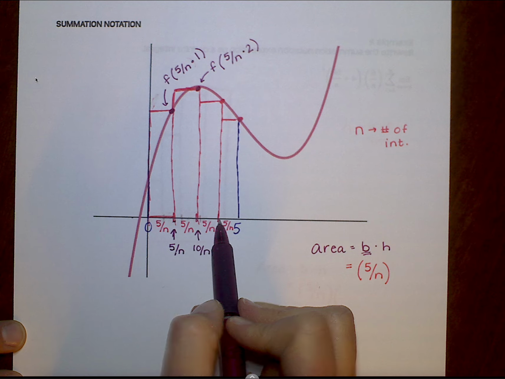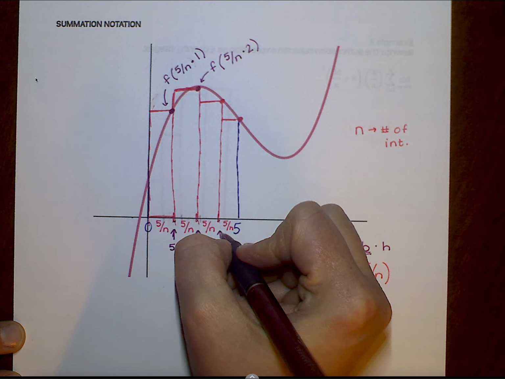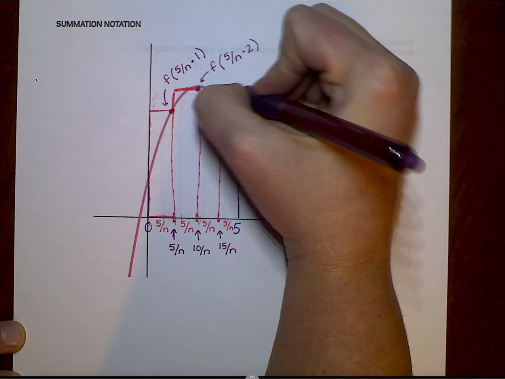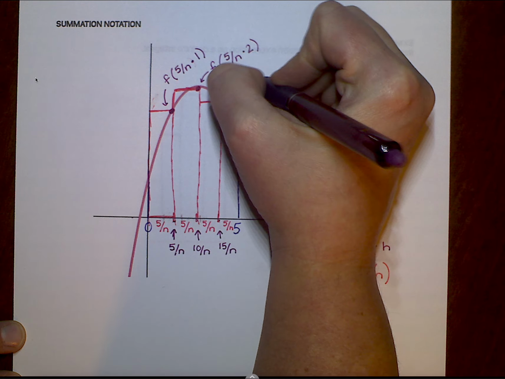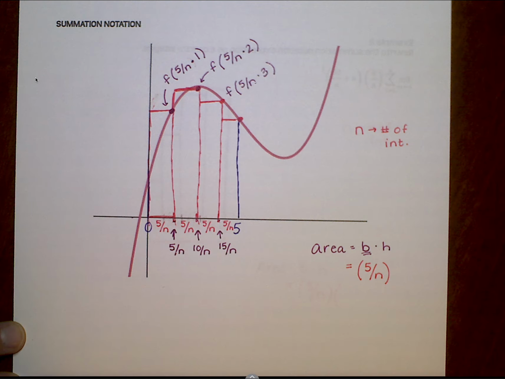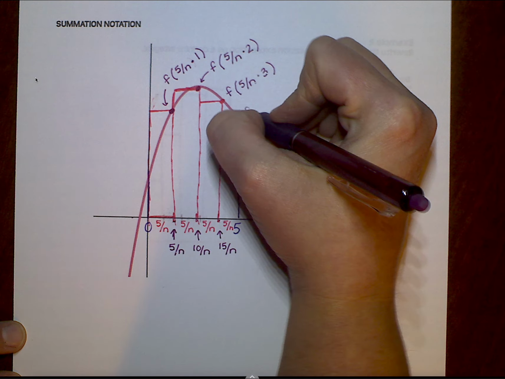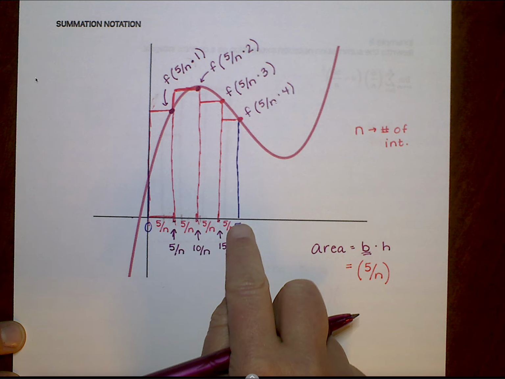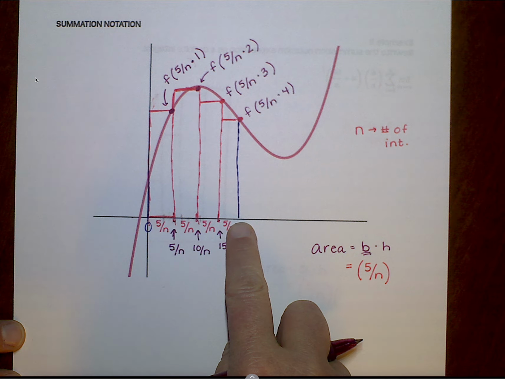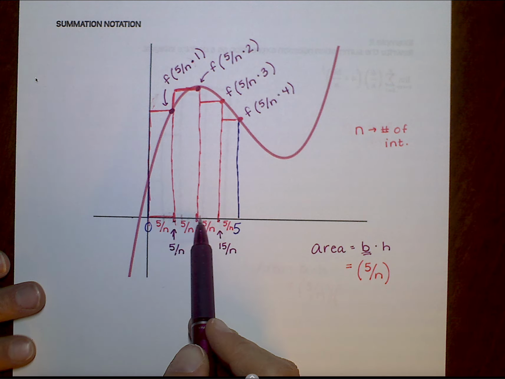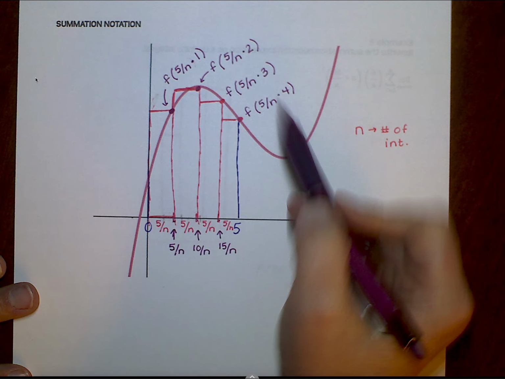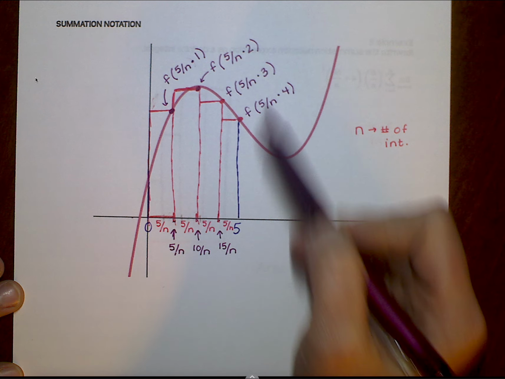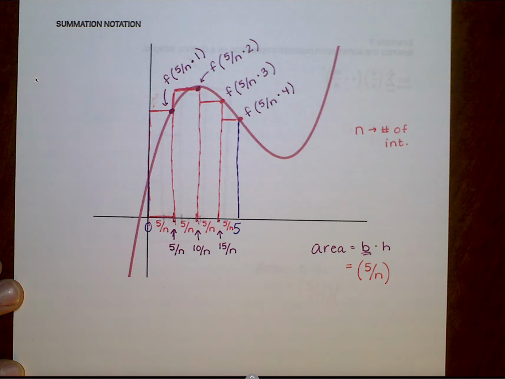So then what's this guy? If I'm just counting by 5 over n, I could call this 15 over n, which is the same thing as 5 over n times 3. And then this last point would be f of 5 over n times 4. And I know you're screaming at me, wait a second, we know what that is. That's 5, right? Well, if I was literally using 4 subintervals and I put 4 here, I would have 5 over 4 times 4, and that would just leave me with 5. So this is f of 5.